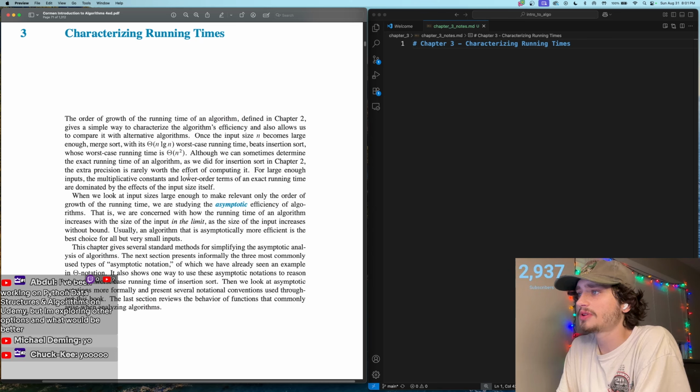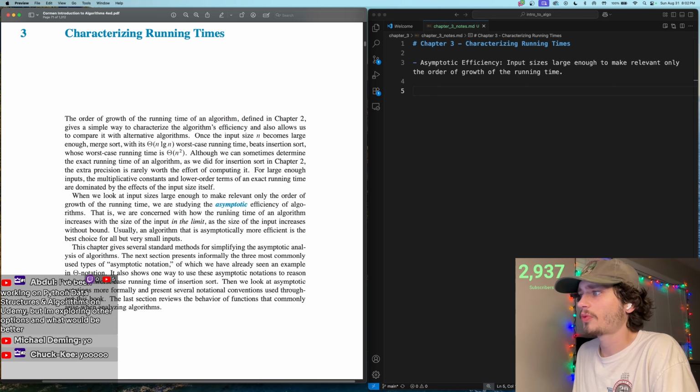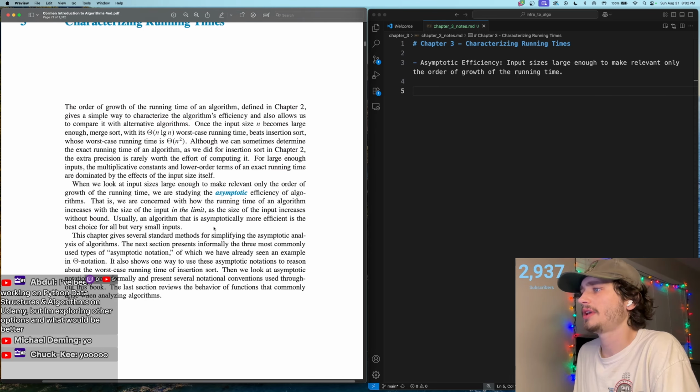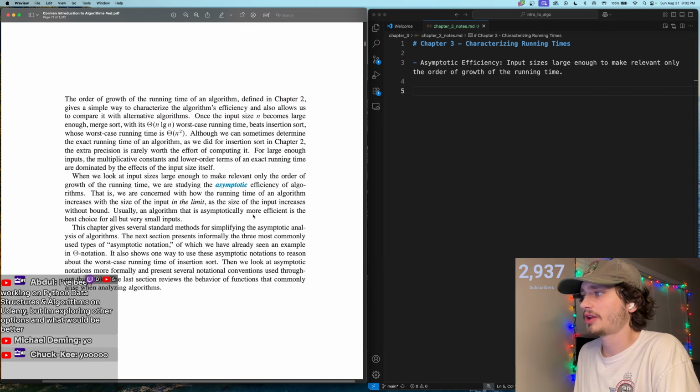When we look at input sizes large enough to make relevant only the order of growth of the running time, we are studying the asymptotic efficiency of algorithms. That is, we are concerned with how the running time of an algorithm increases with the size of the input in the limit, as the size of the input increases without bound. Usually, an algorithm that is asymptotically more efficient is the best choice for all but very small inputs.